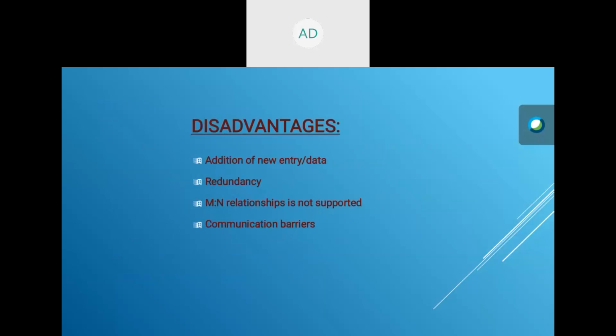Disadvantages. In disadvantages, addition of new entry or data is difficult, because when we want to add something in the parent, in the child nodes, or in a long place, then the whole diagram, the whole figure gets changed. That is why it is difficult to add a new addition. Then redundancy, it means that we have to add so many data along with the unnecessary data. This is the data redundancy.